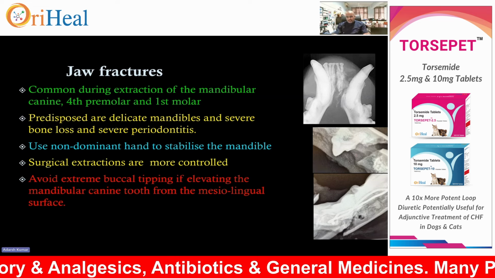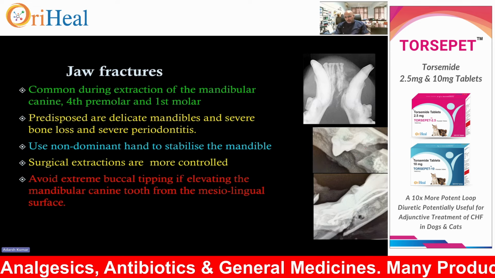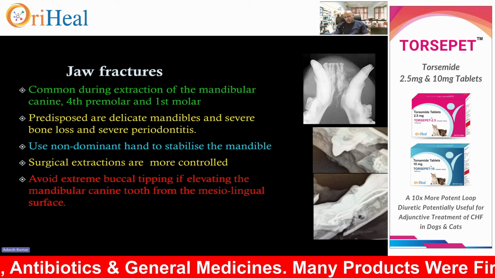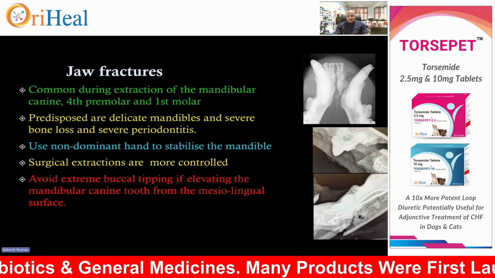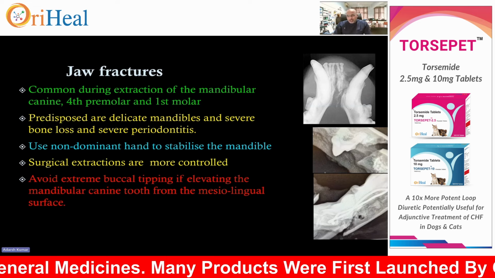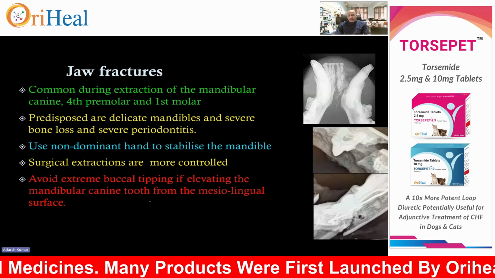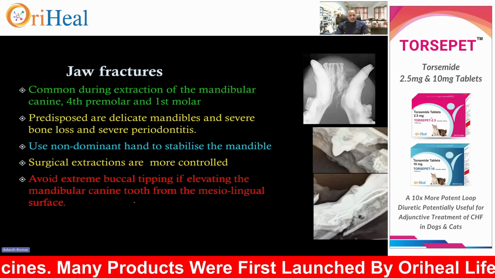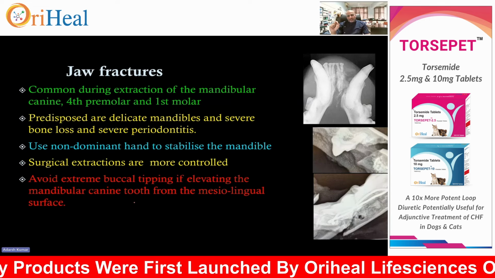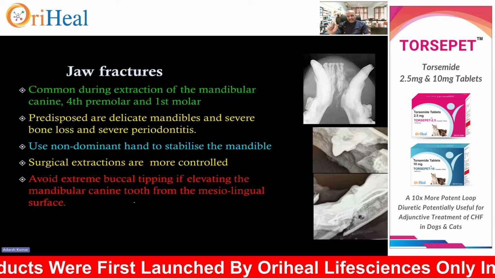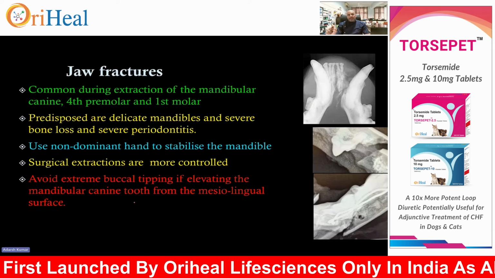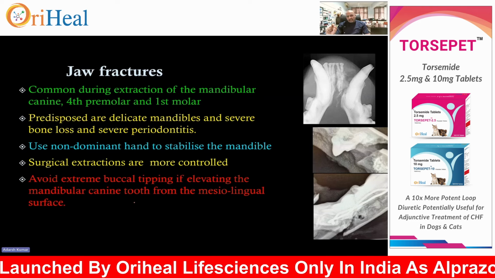Now, this fracture can also occur. This has also occurred during the extraction of this tooth, right? But it can be fixed. So it is very common during the extraction of the mandibular canine, this one, and the fourth premolar and the first molar. Those teeth are more prone, which have very delicate mandibles like brachys. Okay, and where there is severe horizontal and vertical bone loss and severe periodontitis.